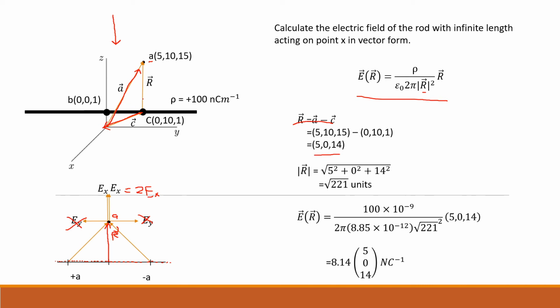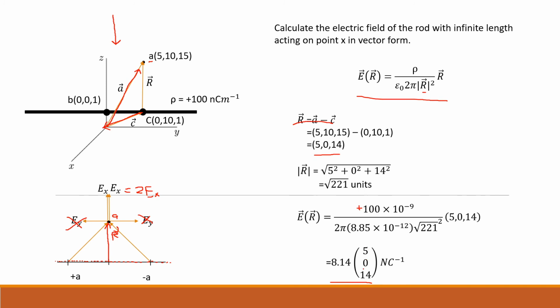So this length from here to here is root 221, and finally we just have to substitute in all the values that we found here, like so. 100 nanocoulombs is positive, but intuitively we already knew this. 2 pi epsilon naught is a constant, and root 221 squared. It's not difficult, and hence we can find the final answer being 8.14, and the vectors are here.